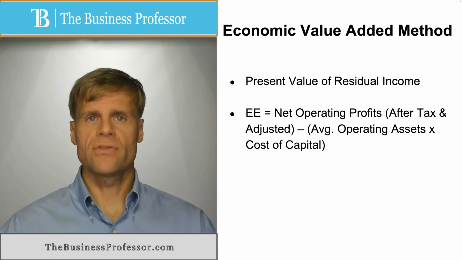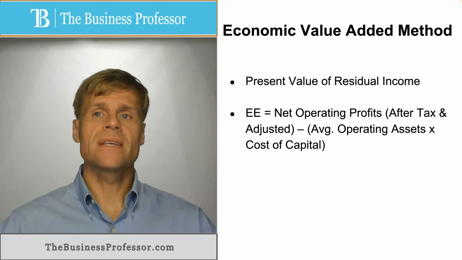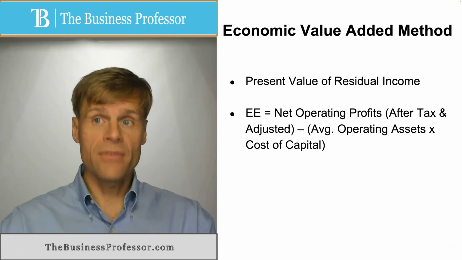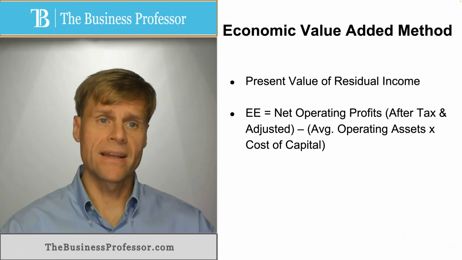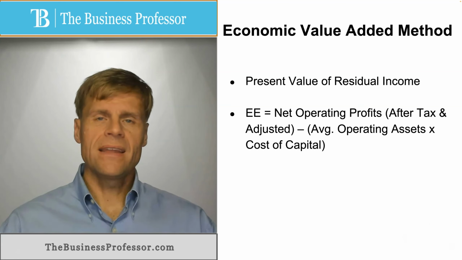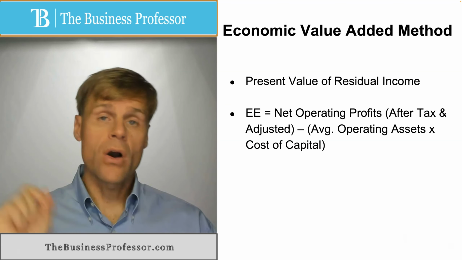So let's start with this formula. Expected earnings equals the net profit, that is the profit of the company after taxes and adjusted for any extraordinary gains or losses. You would then subtract from that the average operating asset value times the cost of capital.